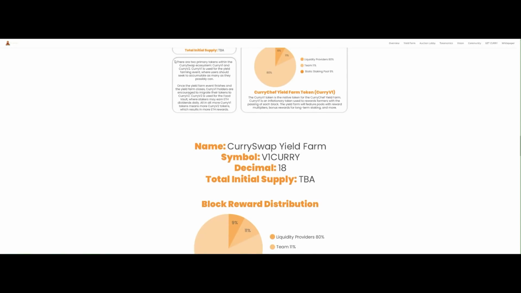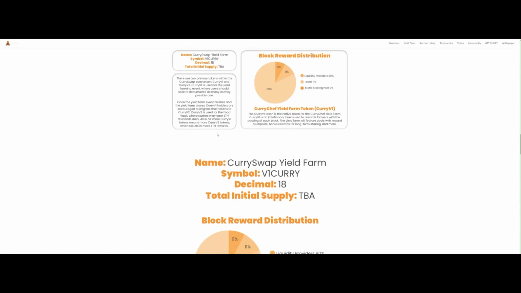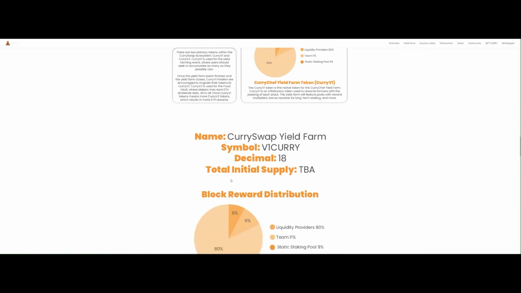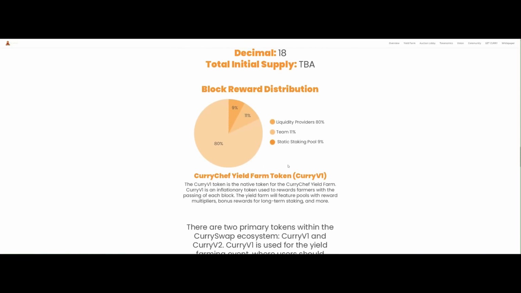And here it just tells you the primary tokens within the CurrySwap ecosystem. So there's Curry V1 and Curry V2, and they're used for different things. So Curry V1 is used for the yield farming event, where users should seek to accumulate as many as they possibly can. And then from there, guys, after the event's done, the yield farm closes, then the holders are encouraged to migrate their tokens to Curry V2. So again, really, really simple. They put those two together just to have different uses and purposes. And I love that, guys. I love the fact that they split it up like that.